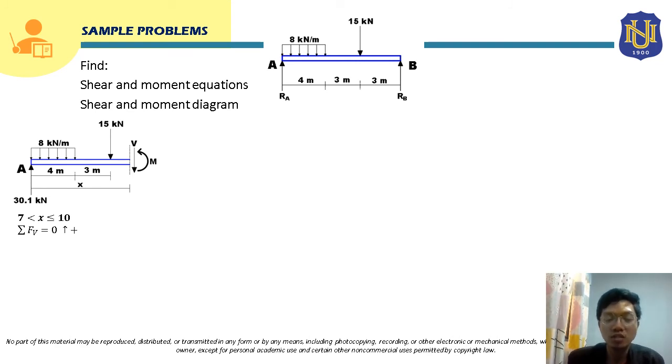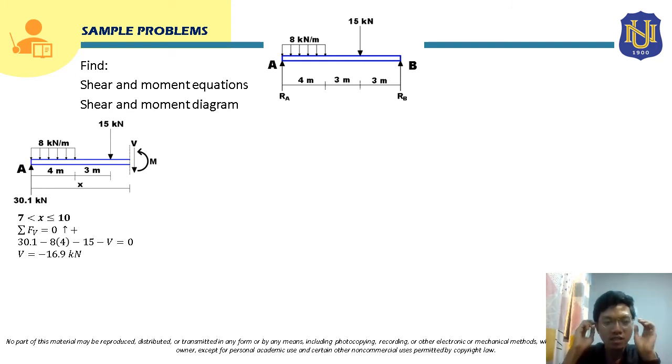So for the shear equation, using summation of forces vertical, this will be 30.1 minus the equivalent point load of the rectangular load, that is 8 times 4, minus the point load here, which is 15, and then minus the shear. So solving for shear, this is negative 16.9 kilonewton. So this is constant. This is the shear equation, class, for x from 7 to 10.